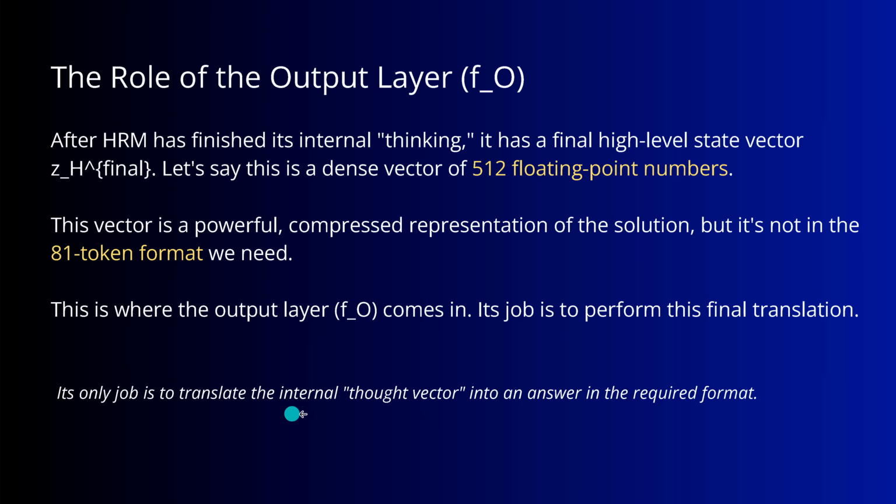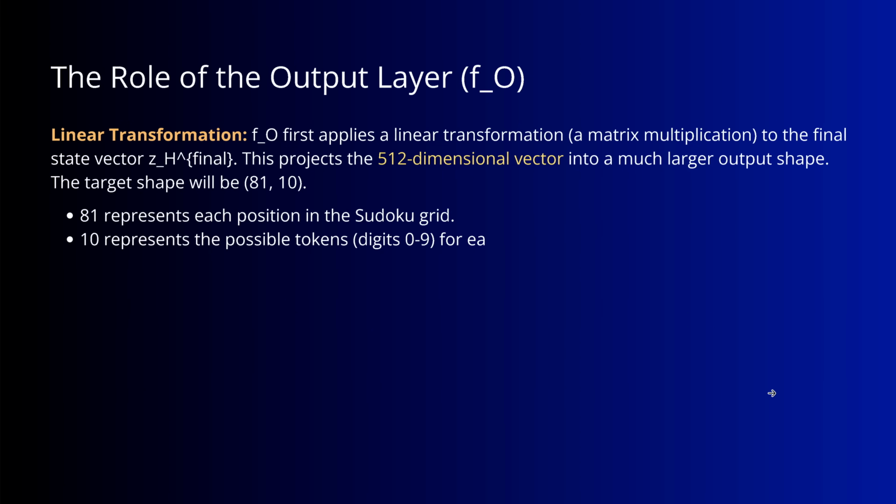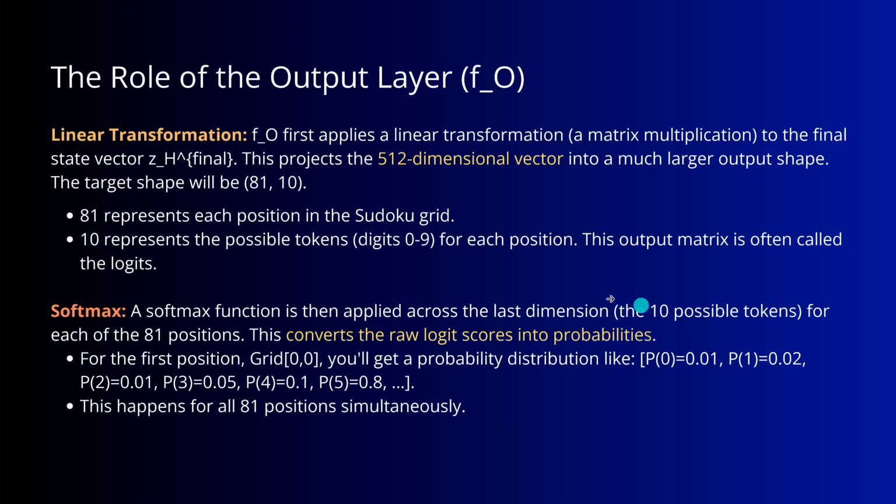So its only job is to translate the internal thought vector, if you want, the thinking vector, into an answer in the required format for our task, for the puzzle, Sudoku, whatever we have. The way that this is done is simple. We have a linear transformation and a softmax function. Great.